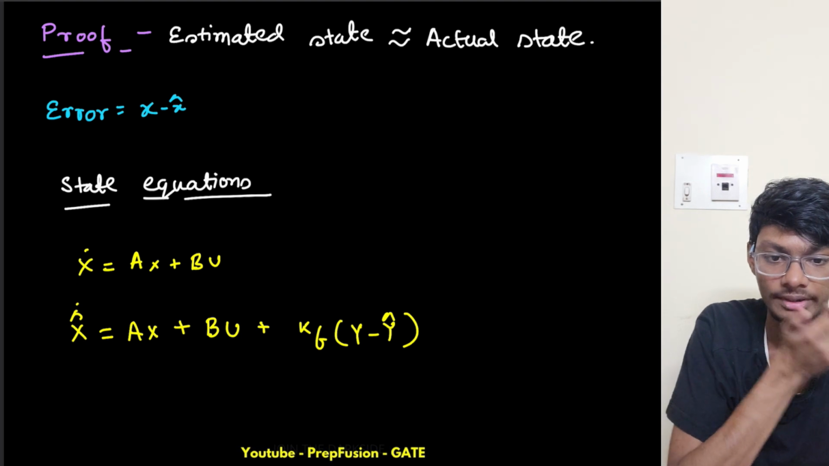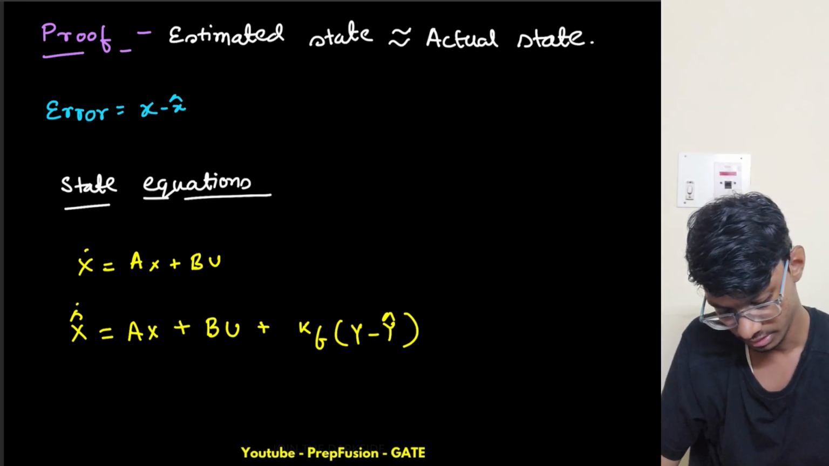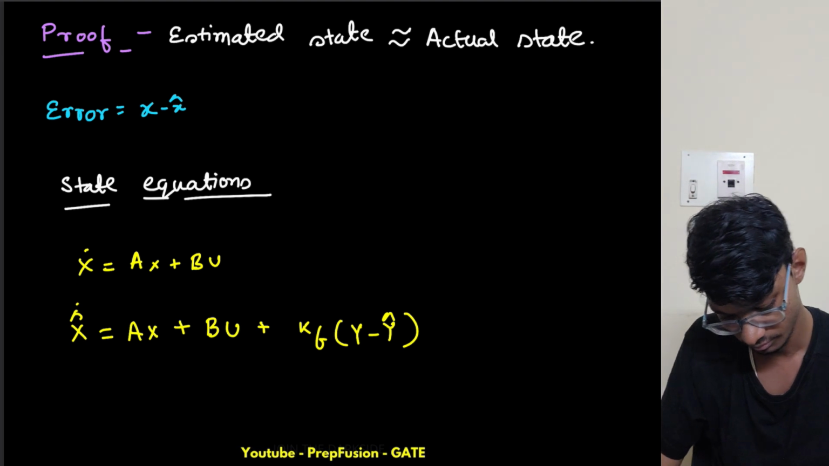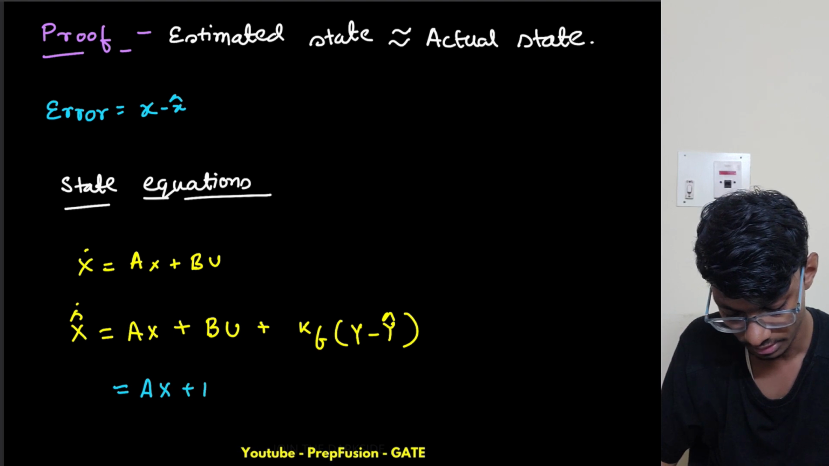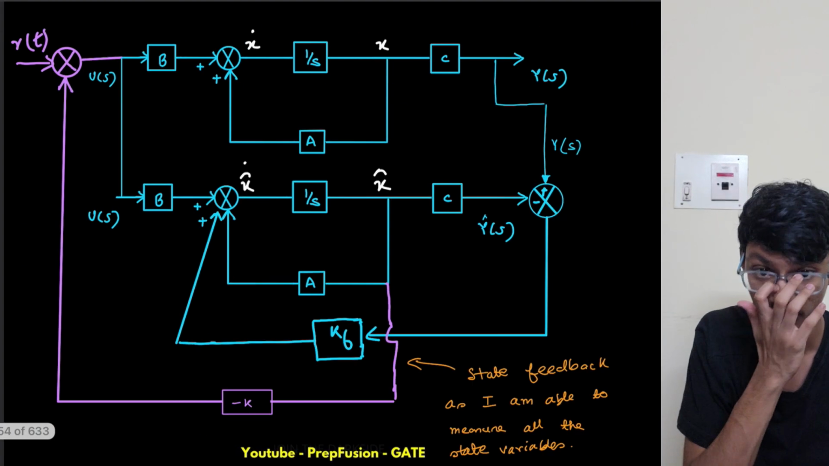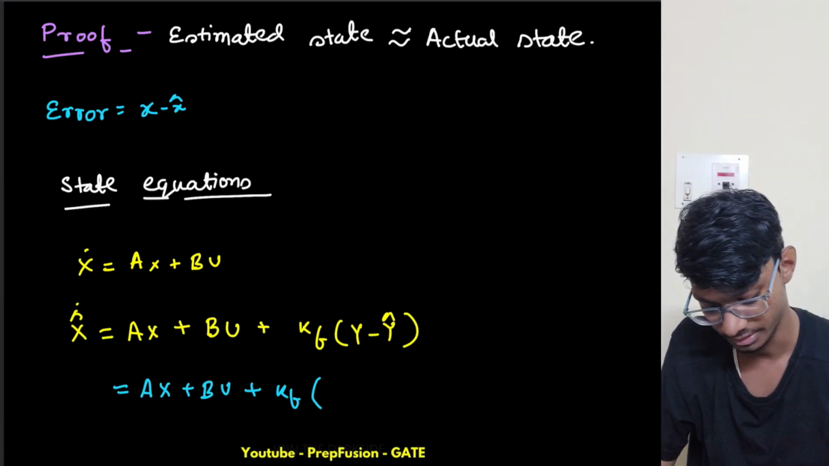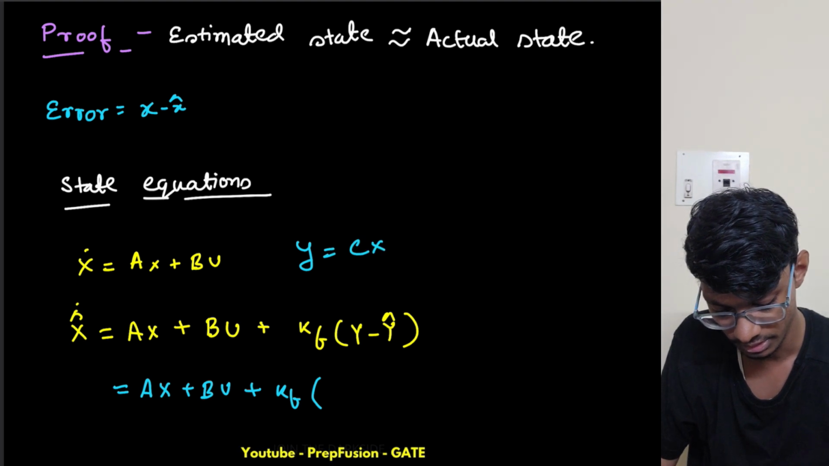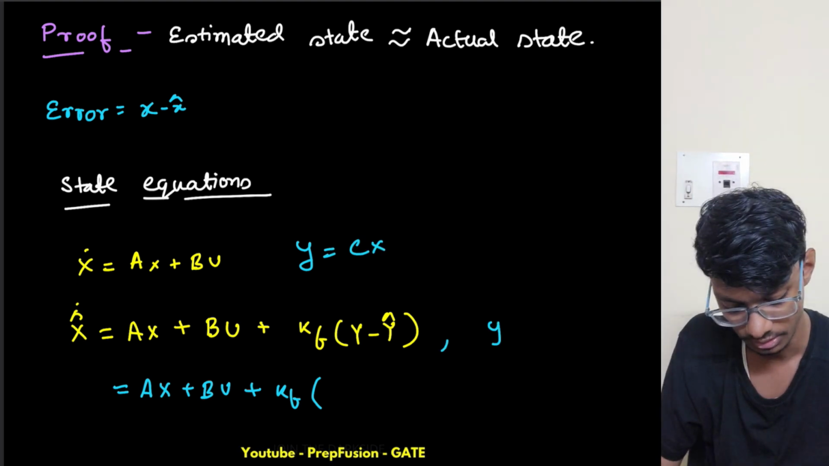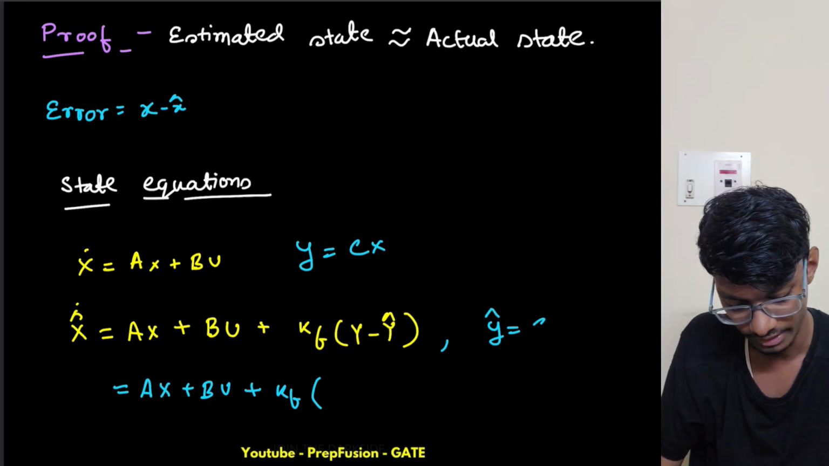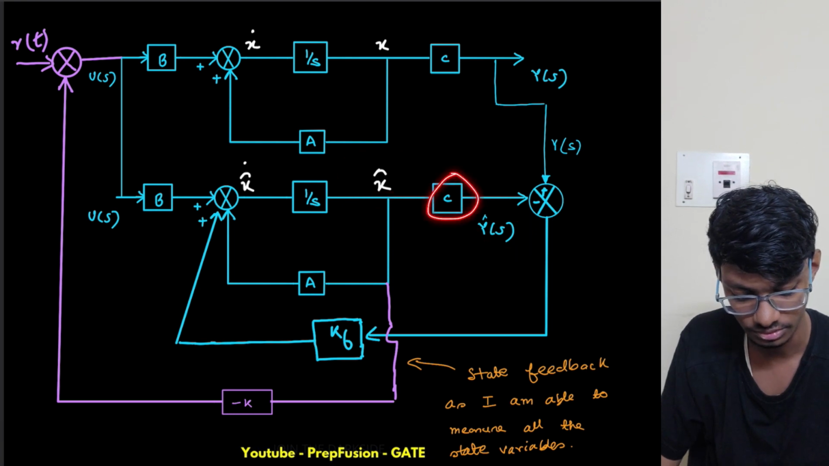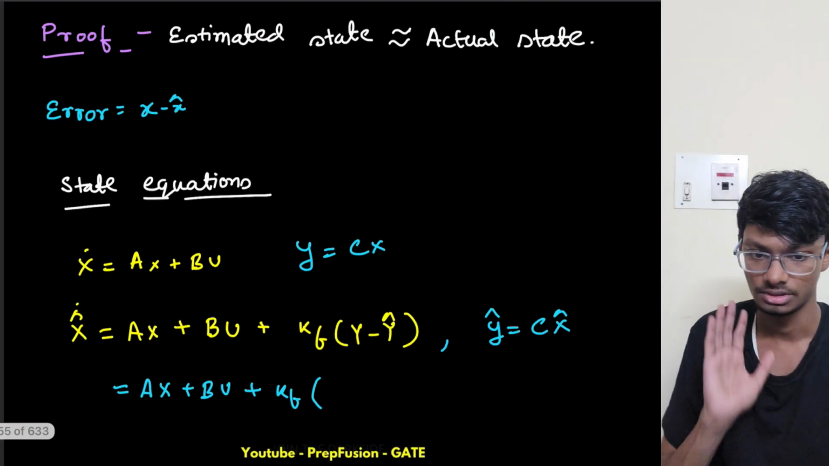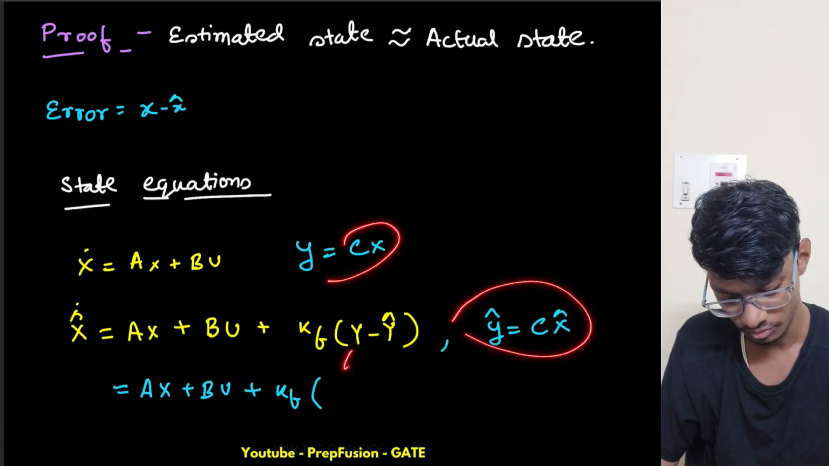Now what is y minus y hat? So y minus y hat, right? So it is ax plus bu plus kf into, what is y equals to? We know, right? Y equals to, so let me write here. So y equals to c times x, this already we know. And here also y hat equals to c times x hat, right? So this is x hat, and y hat equals to this c block, gain block times x hat. So this we know. So we'll replace these two here, okay.